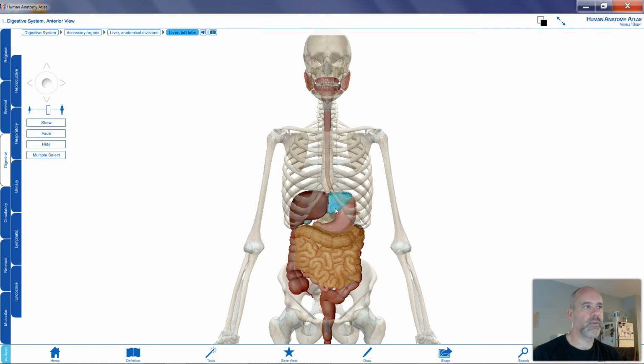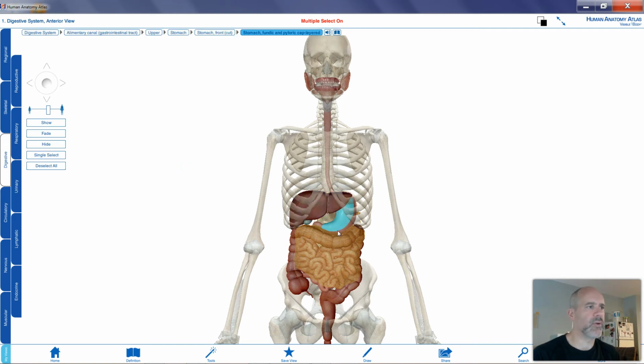The liver and the gallbladder are not part of the alimentary canal because food does not pass through the liver. The liver is considered an accessory organ of the digestive system because it does produce bile that is used to help dissolve fats that have been consumed in your foods, and we'll talk about that over on the physiology side.